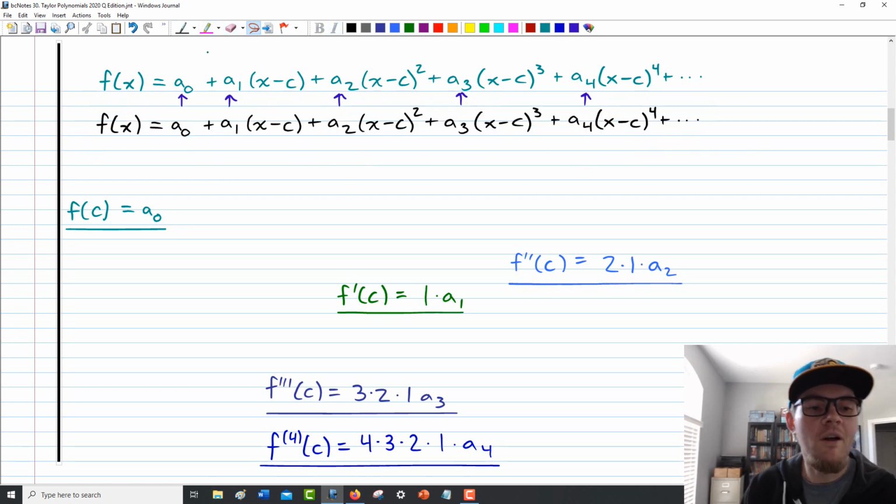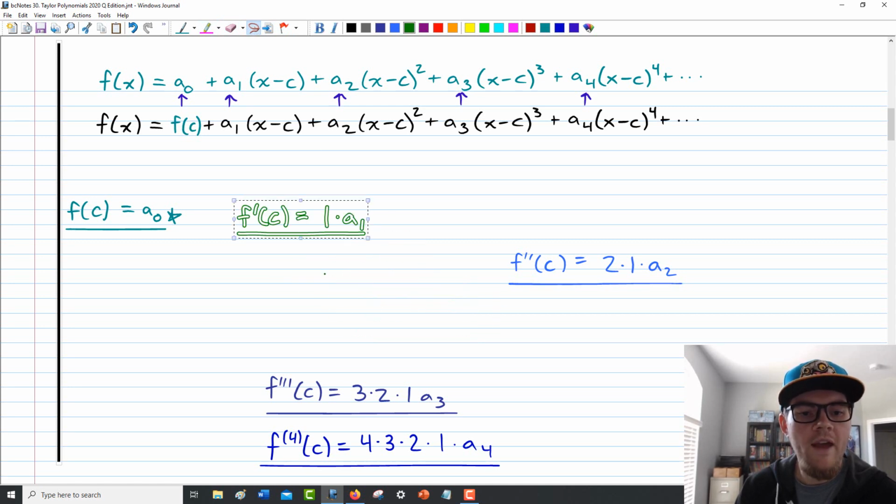Somehow I've highlighted that thing and I haven't yet gotten the color changed. There we go. Okay, so there's our polynomial. Here's what we're going to do. We're going to use each of these pieces of information and draw things out. So first and foremost, we said f of c is a sub 0. We're going to replace a sub 0 with f of c. Next, over here in green, let me pull it up here.